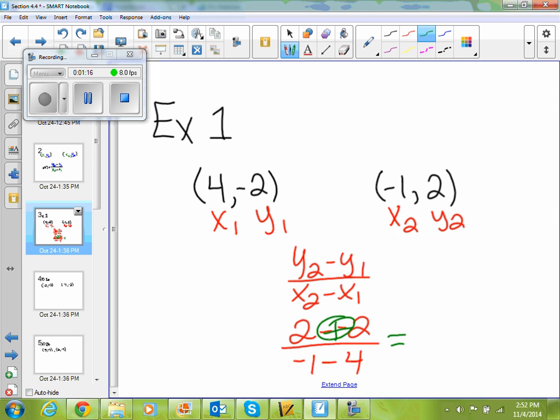2 plus 2 is 4. Negative 1 minus 4 is? Negative 5. So my slope is 4 over negative 5. Oh, so your y would be 4? Yes, my y would be 4. And my x would be negative 5.